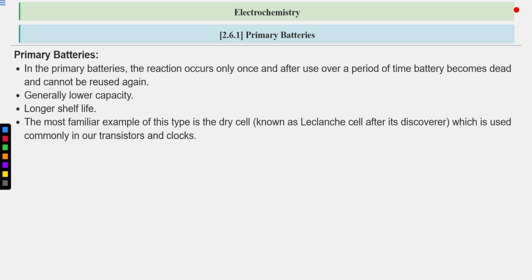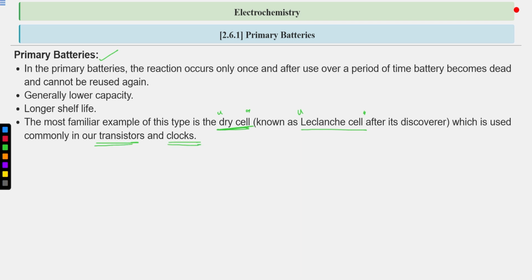The most familiar example of this type is the dry cell. Okay, so the familiar primary battery is the dry cell, which is also known as Leclanche cell after its discoverer. The Leclanche cell was discovered by a scientist named Leclanche, and the cell was named after him. It is also known as the dry cell. Now this is used commonly in our transistors and clocks.